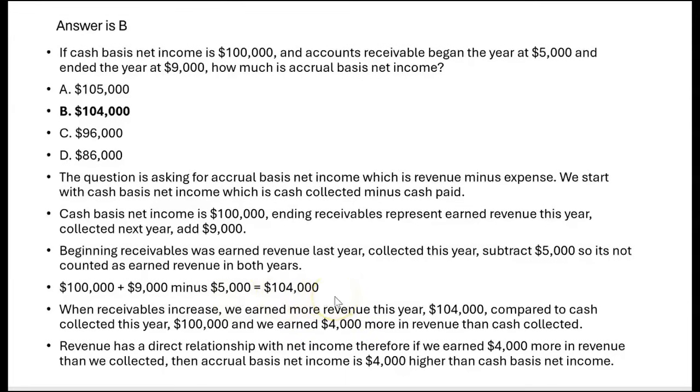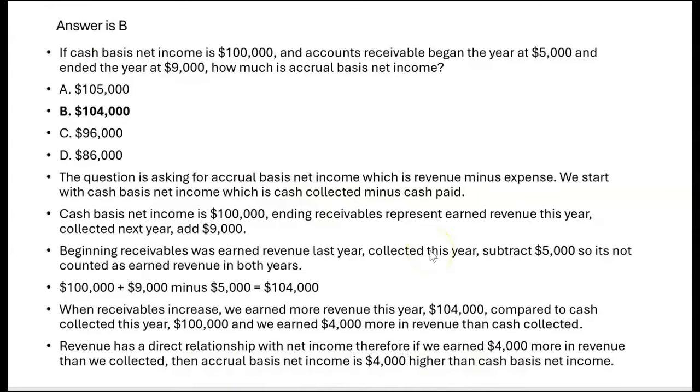And we're at 104,000. So when receivables increase like they did here, from 5,000 to 9,000, that means we earned more revenue this year, 104,000, compared to cash collected this year, 100,000, and we earned $4,000 more in revenue than we collected in cash. But the question asks about accrual basis net income. But we know that revenue has a direct relationship with net income. Therefore, if we earn $4,000 more in revenue than we collected, then accrual basis net income has to be $4,000 higher than cash basis net income.